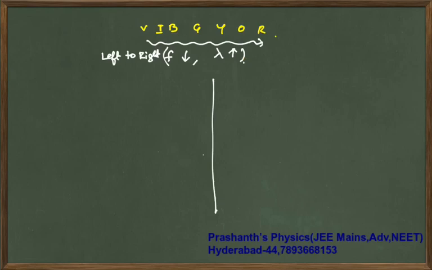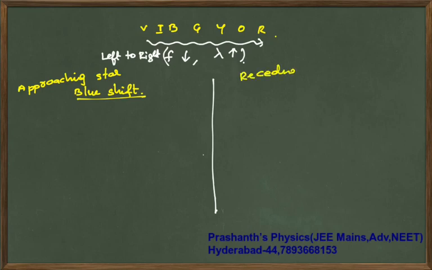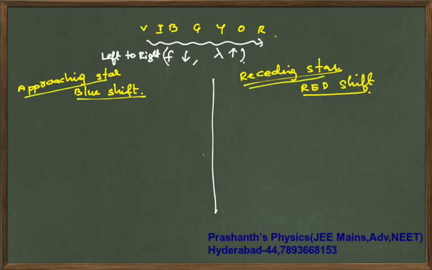Now why are we calling it blue shift, I will tell you. Approaching star, we have written approaching star, blue shift. Receding star, red shift is what I have written. Now what is this blue shift in an approaching star and red shift in a receding star, let me elaborate. I told you, when you approach, frequency increases and wavelength decreases.